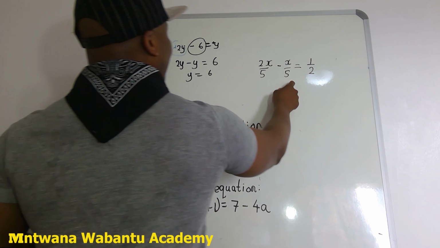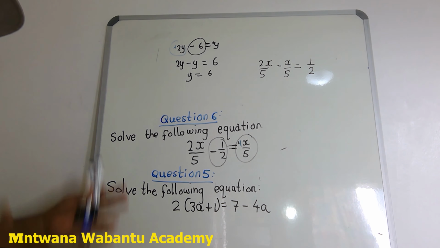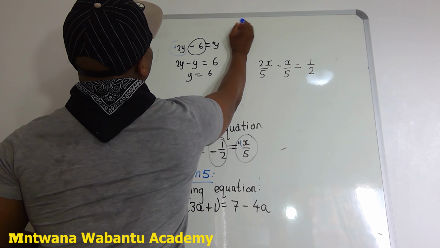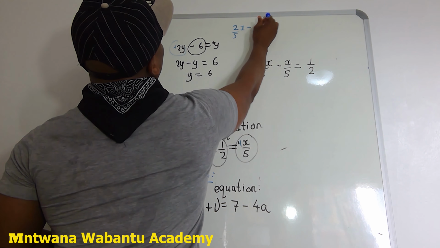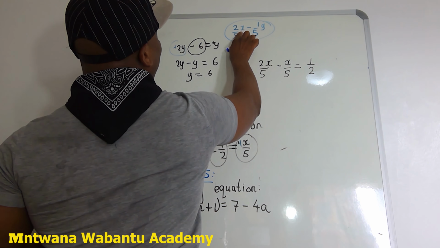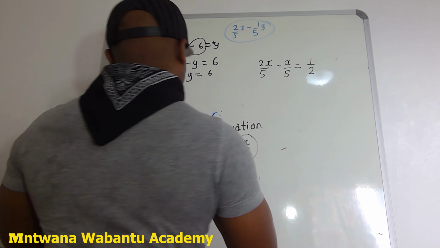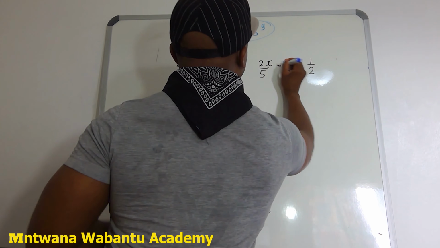So these are like terms. When they're like terms you're dealing with, it means you can subtract them. But if you just had, let's say, 2 over 5x minus 1 over 5y, there's nothing you can do here, because this is x, this is y. So you don't have to do anything. But for this case, these are like terms, so you can put them together.